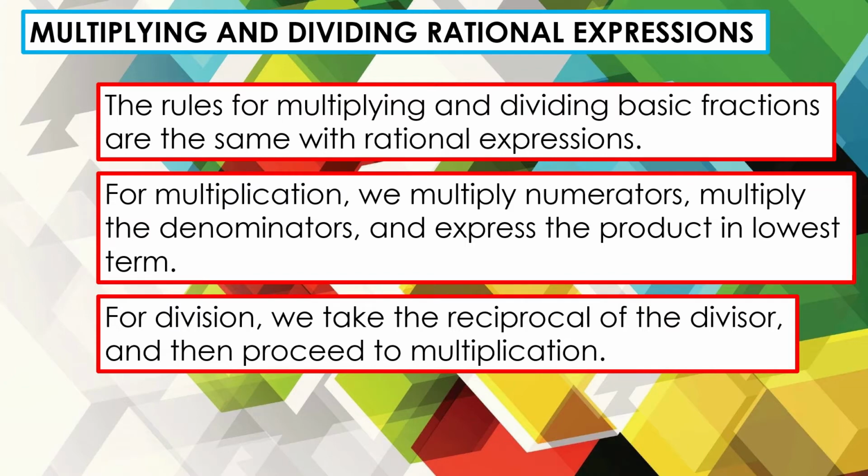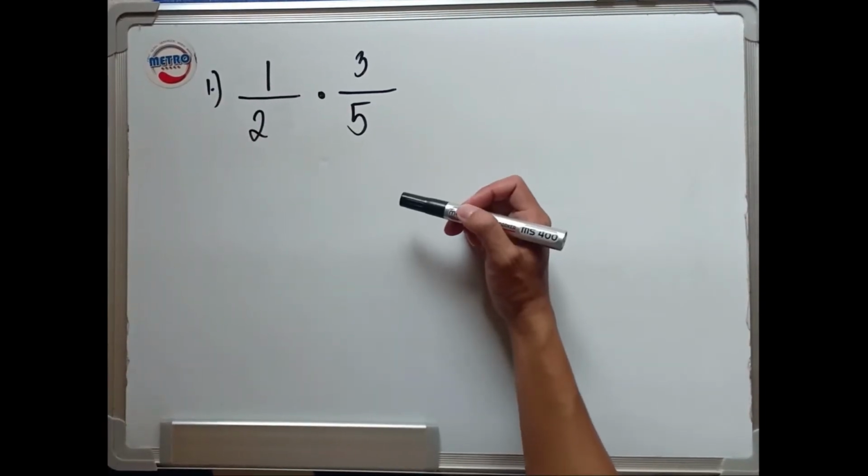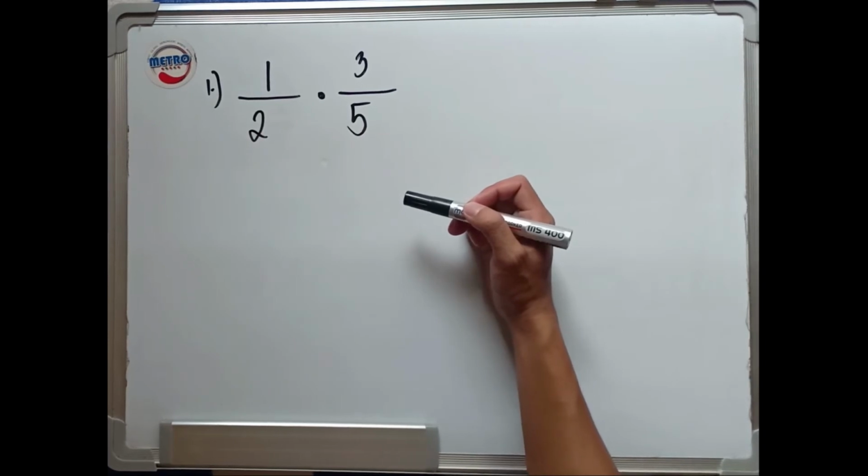For multiplying and dividing rational expressions, here are some rules. The rules for multiplying and dividing basic fractions are the same with rational expressions. For multiplication, we multiply numerators, multiply the denominators, and express the product in lowest term. For division, we take the reciprocal of the divisor and then proceed to multiplication. Now, let's have the first example for multiplication.